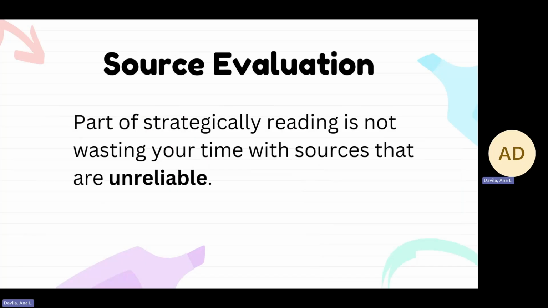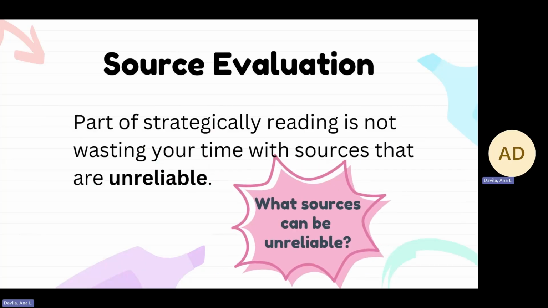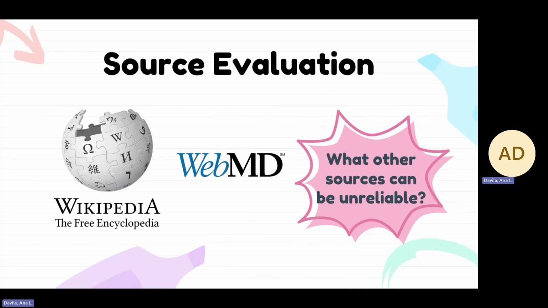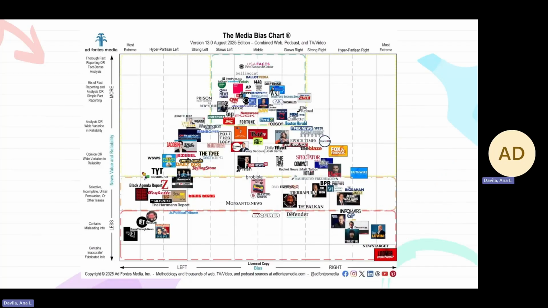Okay, so part of reading strategically is not wasting your time with unreliable sources, right? So what sources can be unreliable? .coms? Yeah, .coms are unreliable, right? Okay. So Ivania went there first, but okay. Yeah, so .coms, right? We have, for example, Wikipedia. We have WebMD, but there's even more, right? So you said .coms, right? So I just want to show you here.